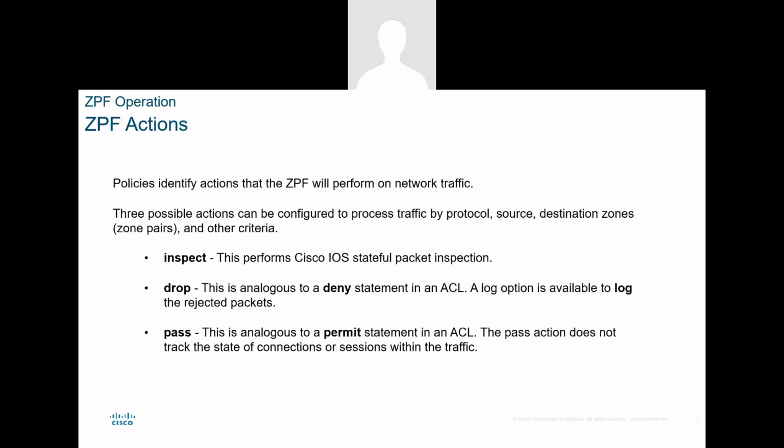An example of this: if a private host initiates a TCP session, the return packets are automatically allowed. Now, the drop action explicitly blocks traffic. This is similar to an ACL deny rule. For example, it may drop all inbound traffic from an untrusted network. It does have a log option that's available to log rejected packets. The pass action allows traffic without tracking the session state.